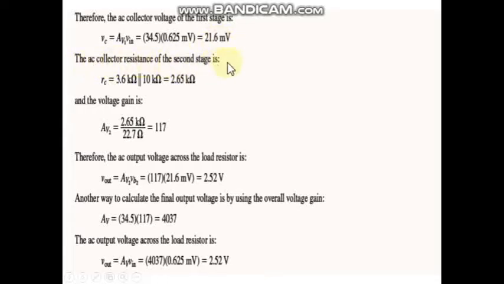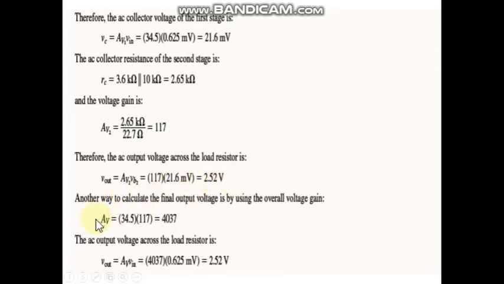The AC collector resistance of the second stage will be RC parallel RL, that is 2.65 kilo ohm, and the voltage gain will be RC upon RE dash, that is equal to 117. So V out is nothing but the voltage gain of the second stage into the input. Input is 21.6 millivolt because whatever is the output of the first stage, that will become the input for the second stage. So output will be 2.52 millivolt. So this is one way you can calculate.